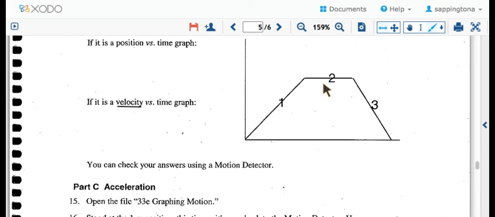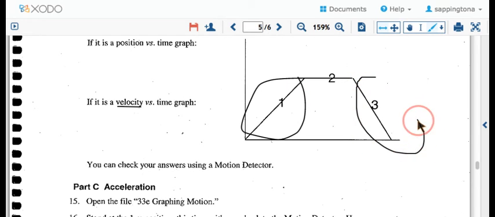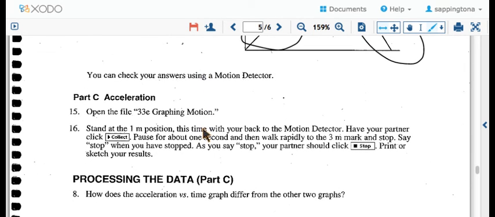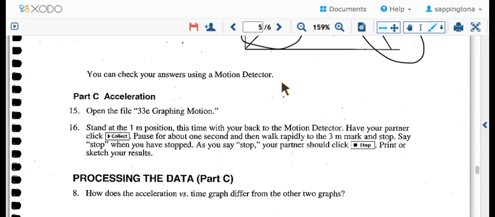And once again, there is a different slope here between 1 and 3, and 2 for that matter. So be specific on how these would differ, how you would get these different slopes. And then you can check your answers using the motion detector.